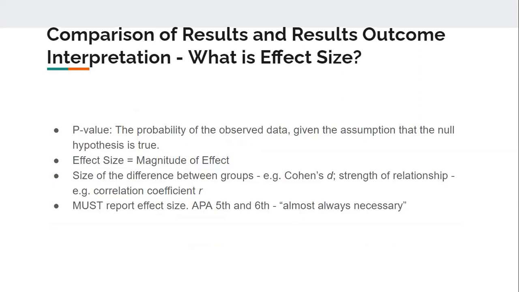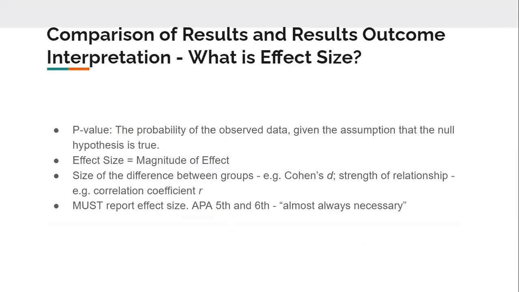So now we talk about p-value and effect size. The p-value is the probability of the observed data given the assumption that the null hypothesis is true. So it's kind of black and white. It assumes the null hypothesis: there's no difference between groups, for example.